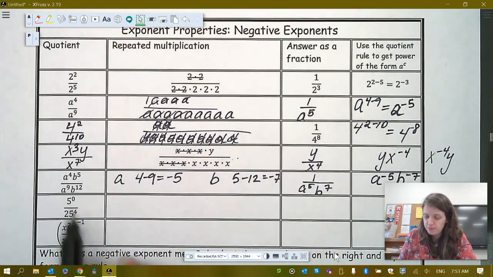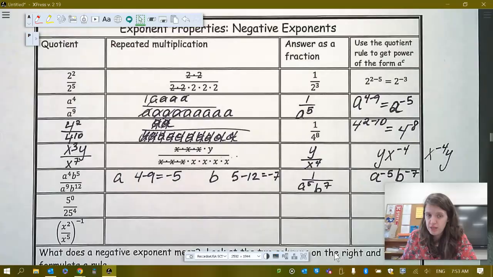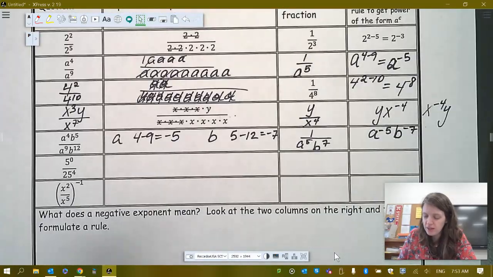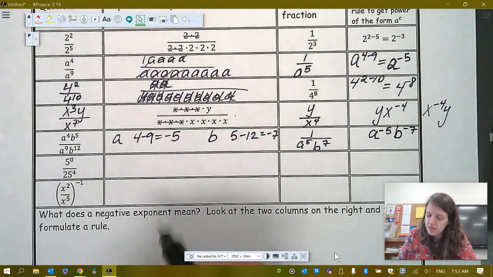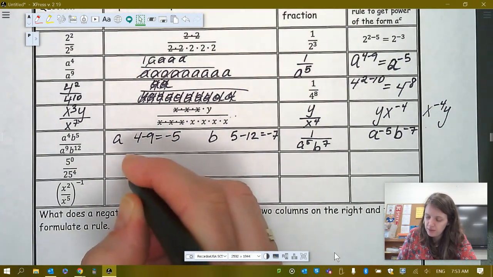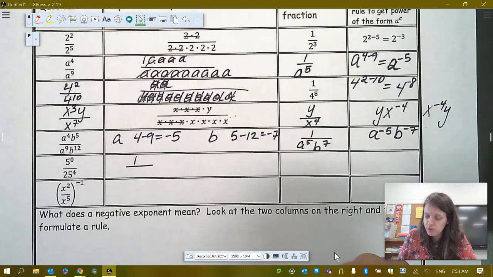Thinking about the next one. This one's kind of tricky because we're actually looking at things that have different bases. Well, this has a base of 5 and this has a base of 25. So we're going to have to rewrite this a little bit, okay? So 5 to the 0 power is going to be 1, right? Remember, anything to the 0 power is 1.